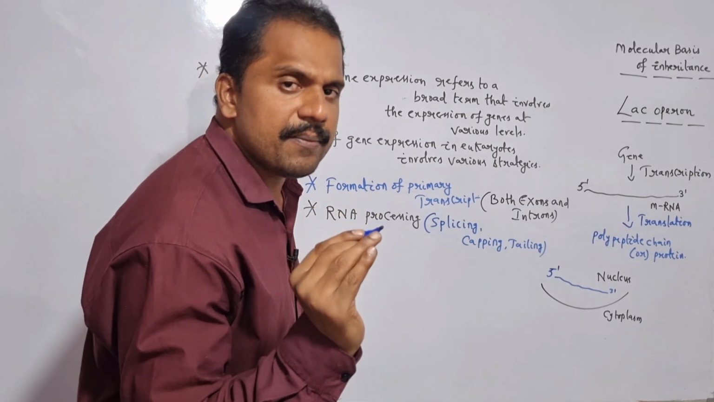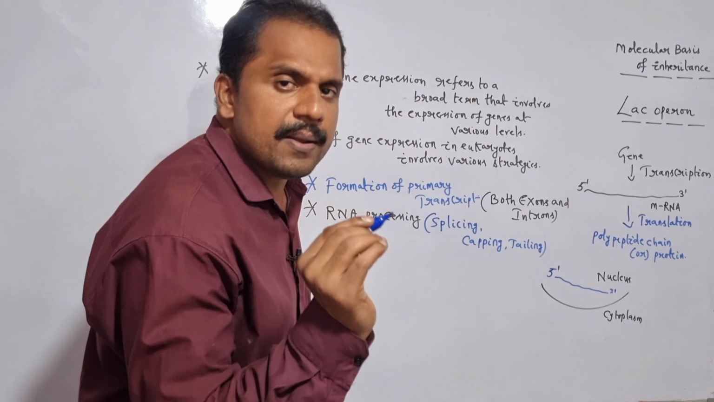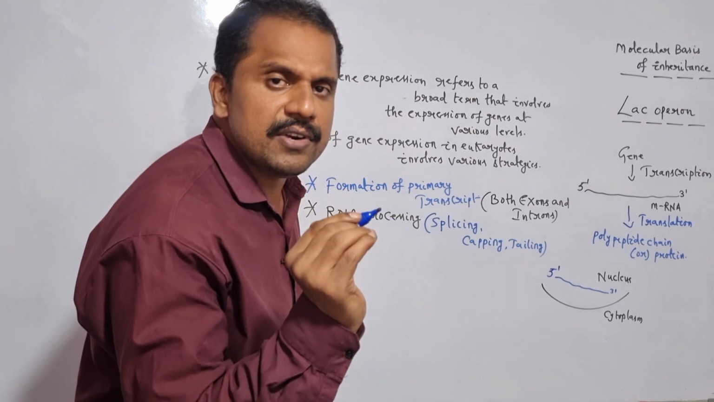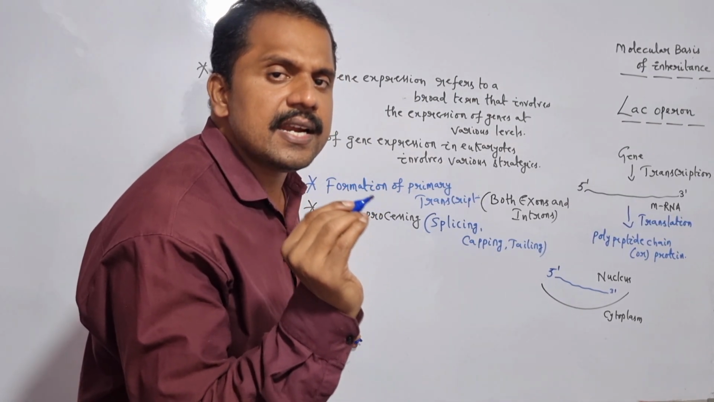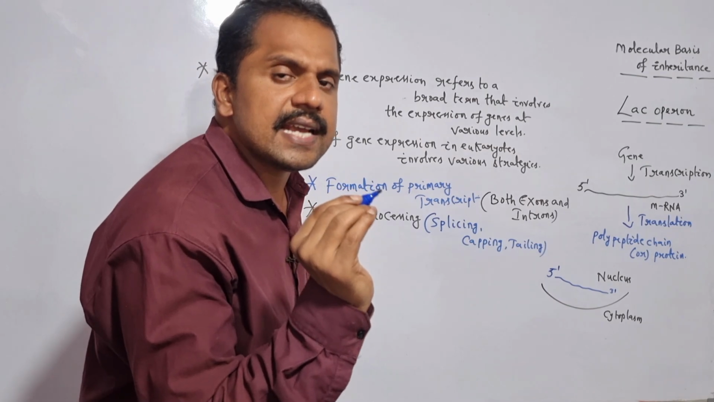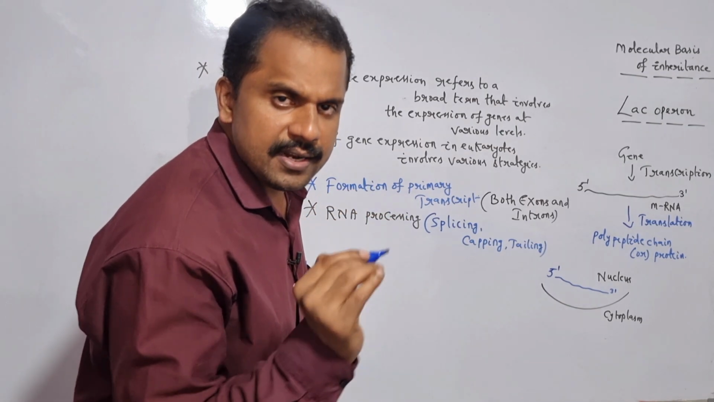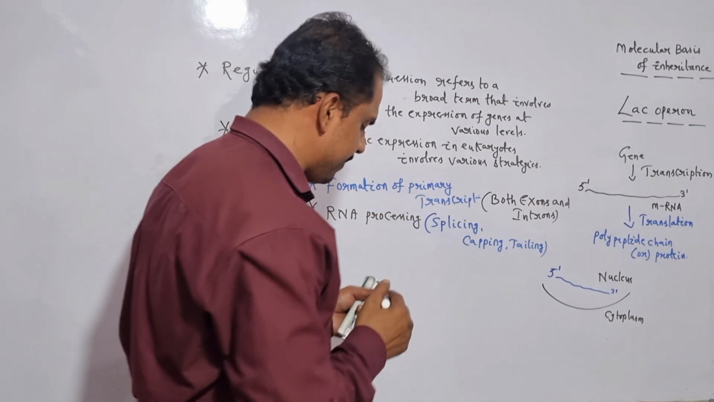So what is 5' capping here? During the 5' capping mechanism, successful recruitment of 7-methylated guanosine nucleotide at the extreme 5' end of the eukaryotic mRNA takes place. Is it clear? So let me write it here.